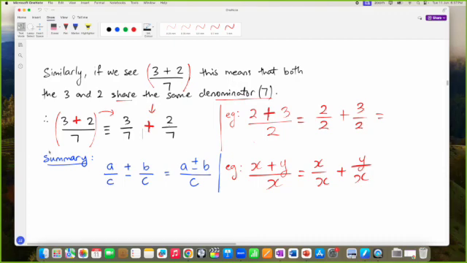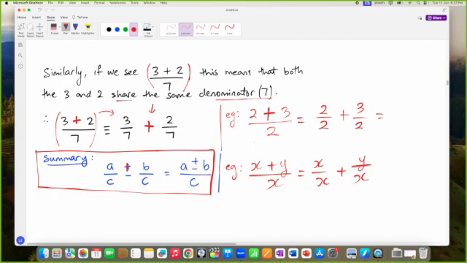Yeah, and so we can see a little summary here, and this summary says that if you are adding or subtracting two fractions that have the same denominator, you just add or subtract the numerators over that same denominator. And remember, it works the other way around too, that you could take this and split it back up.